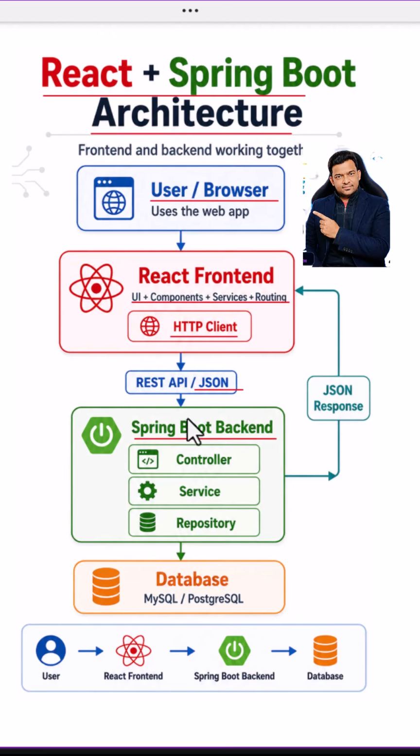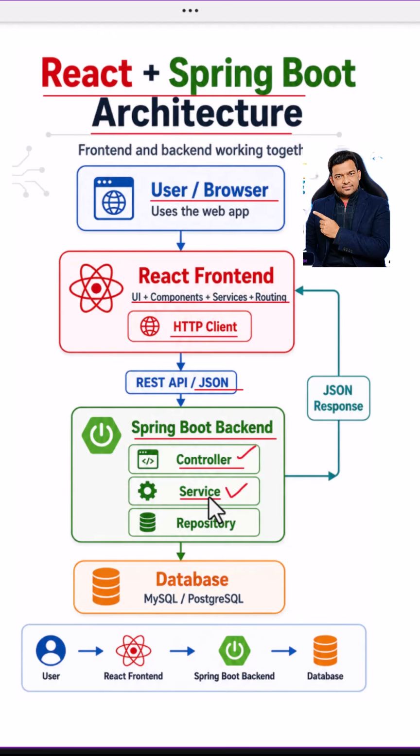Now the request reaches the Spring Boot backend. Inside Spring Boot, the controller receives the API request. The controller understands which API endpoint was called and passes the work to the service layer. The service layer contains the business logic. It decides what data is needed and applies the required rules or processing.